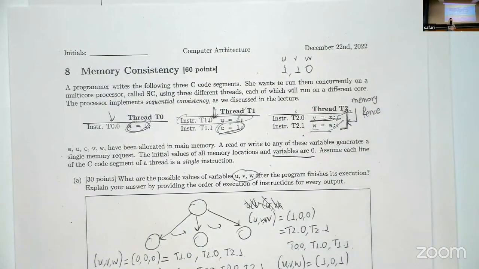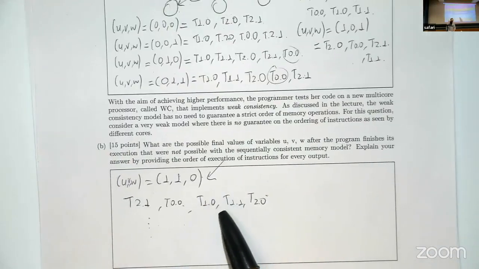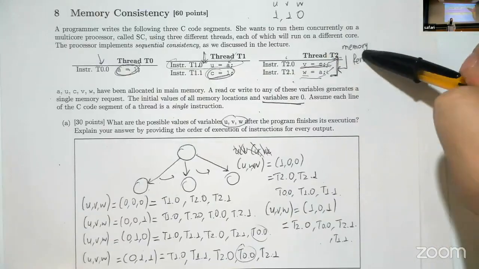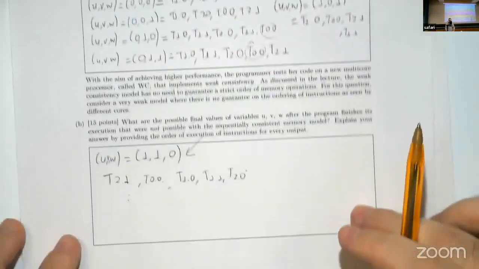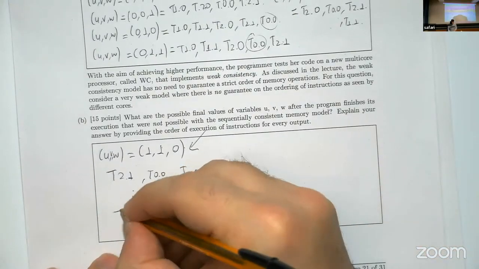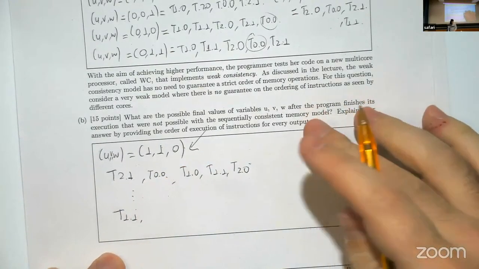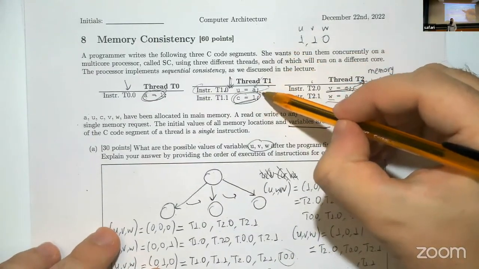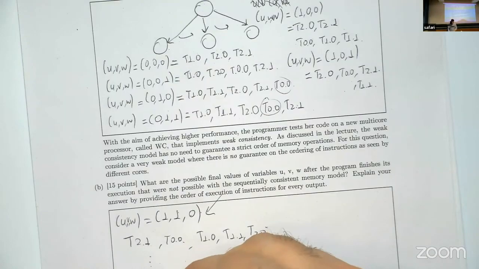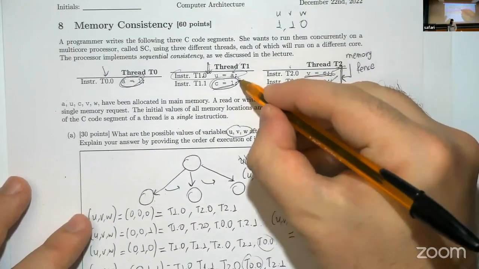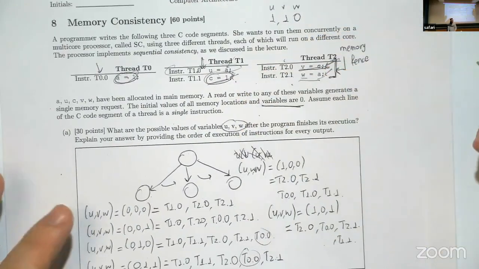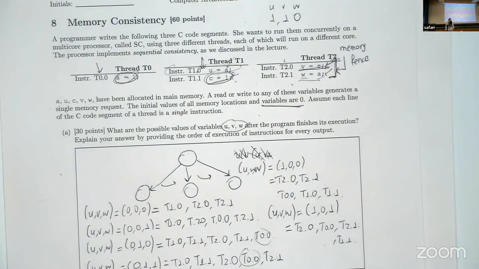There is one more case, which I didn't show before because, as I said, you will get the full points for this one. But this is not the only way to reach this. So I might have a memory fence here and still be able to break the consistency. I will show you right now how. So I can execute T11, which is C equals 1. Then I can execute T20, which sets V to 1. So I executed C equals 1. Then I executed V equals C. So right now, V is equal to 1.